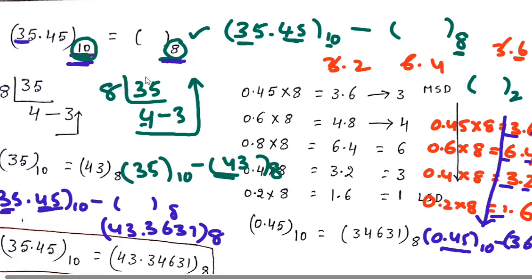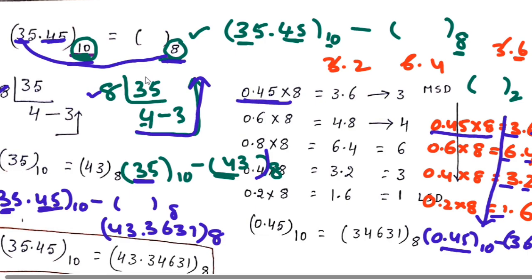So there is an integer part and a fractional part, and we are converting into octal. That's why I divided by 8. Dividing by 8, I got 43, taken from bottom to top. So we got 43 in base 8. Now the fractional part is multiplied by 8. That's why I multiplied by 8.